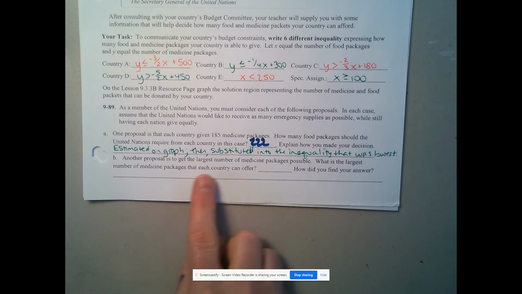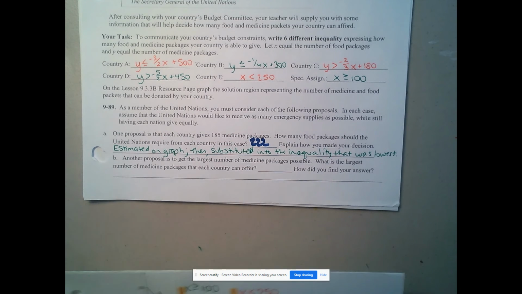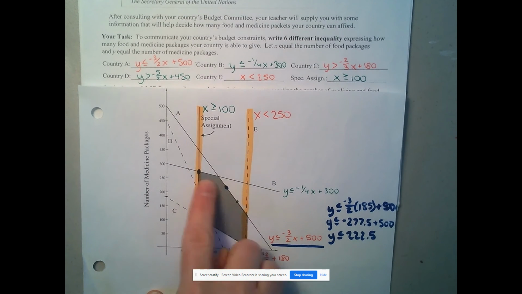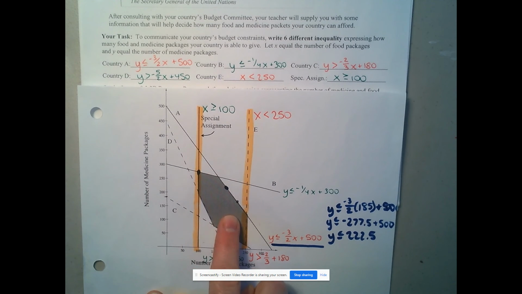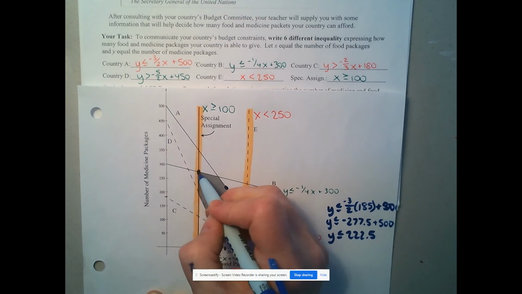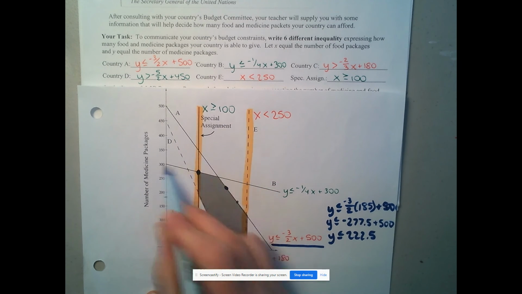Another proposal is to get the largest number of medicine packages possible. What is the largest number of medical packages that each country can offer? So let's take a look. Largest, so we want to go on the y-axis, medical packages. We want to stay in this shaded region, but go as high as possible. So we want to go right there. That is the highest point. It is two solid lines.